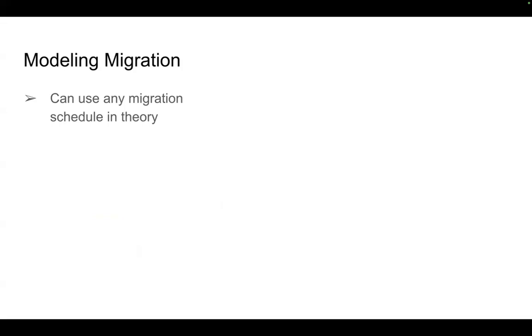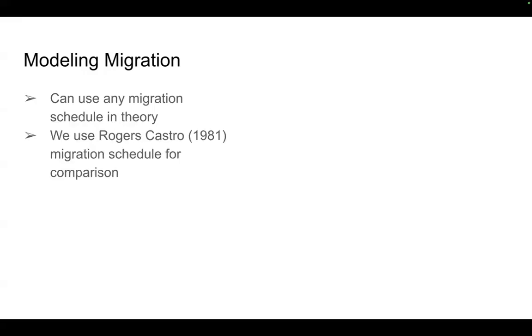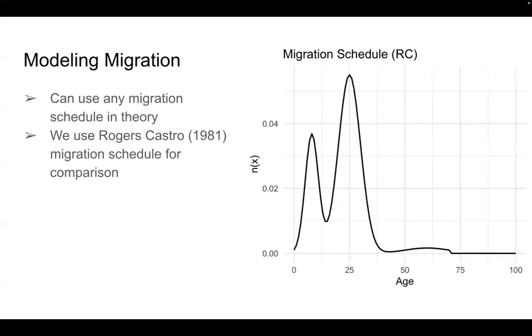Okay, and so I wanted to flag here that in theory we could use any migration schedule, and by migration schedule I just mean the ages at which migrants are arriving. This is a very formal demography way to think about it, but in the fertility case, everyone is arriving into the population at age 0 because these are newborns. But if you're thinking about migration, you could have people coming in at all different ages. You could have everyone arriving at age 20, right? I mean, you could simulate anything. So in theory, you could use any migration schedule. Here we're going to use a schedule from Rogers and Castro from a paper a couple decades ago, just for comparison. And it looks like this.